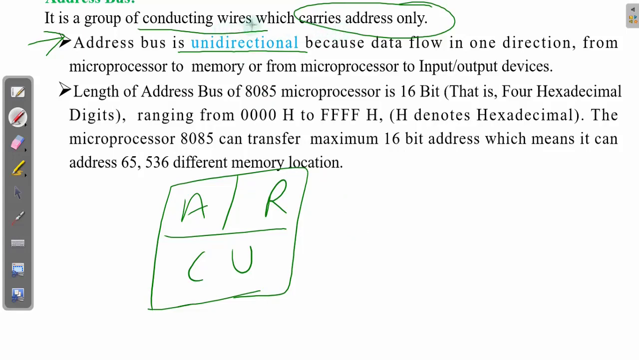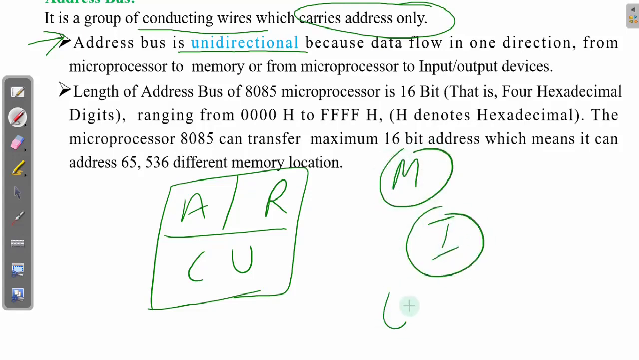The address bus is made of conducting wires, it is a part of the system bus, it carries address only, and it is unidirectional in nature. Let's understand what unidirectional means. Among peripheral devices, we have memory, an input device, and an output device. And these devices all have something. Please try to understand what I am trying to say.